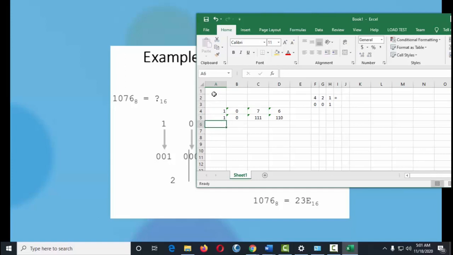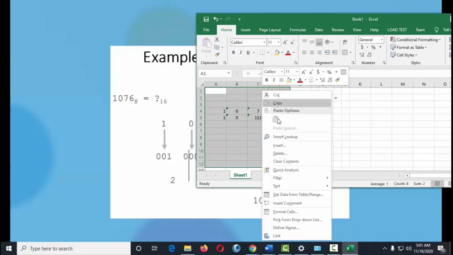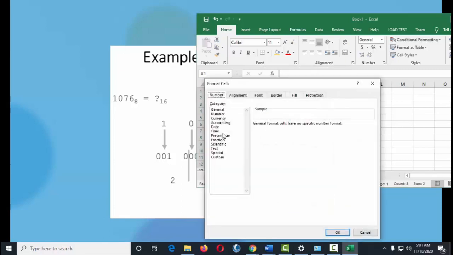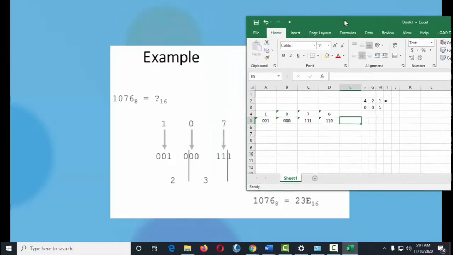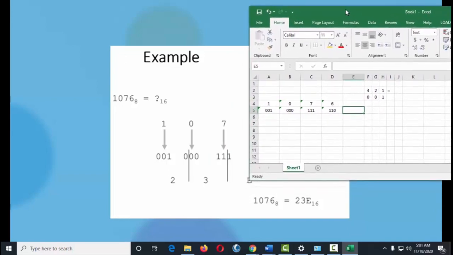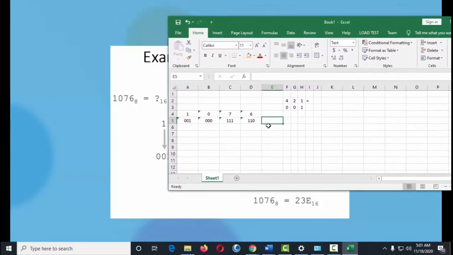Format cells as text, to avoid any changes. Since this is octal, remember each digit should always be 3 bits. So 3 digits. Now we have to group this. After this is now binary, you have to group this now by 4.